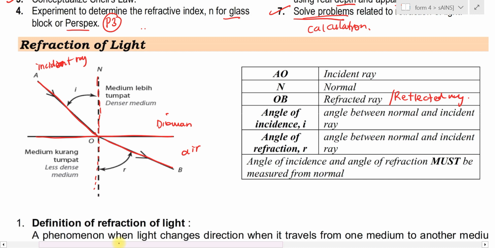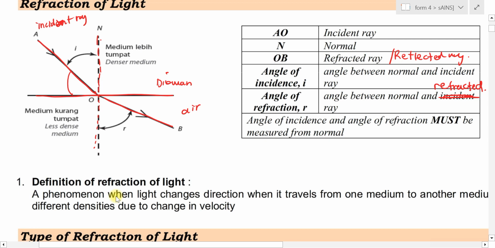Normal to the boundary. Boundary kamu macam ni. Ni normal dia. Lepas tu, kamu nak kira I dengan R, kena tahu I ni antara incident ray dengan normal. Not the other way. This is not I. Okay. And also for the refracted ray also same. The angle between your normal and your refracted ray. Okay, bukan incident. Ini tukar refracted ray. Okay. Jadi kena ingat ke mana kamu nak pilih kamu punya angle lah. It must be in between the normal. Dari normal sampai you punya ray.